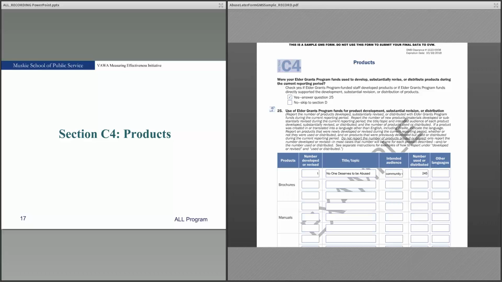And then the final column is if this product was produced in another language, you would identify in that box which language it was produced in, or you would leave it blank if it was not produced in another language. If you did not develop or revise a product in that period, but you did distribute it, fill out each column except the number developed or revised. Likewise, if you just developed a new product but have not distributed it yet, fill out everything except the number used or distributed column.